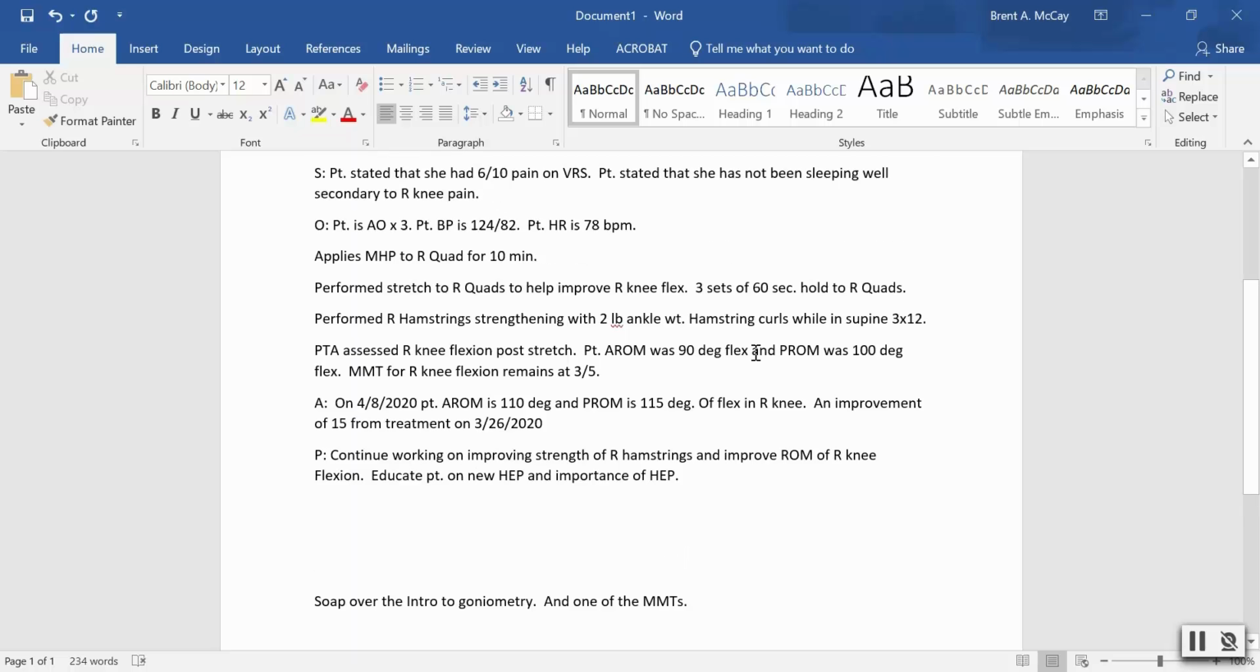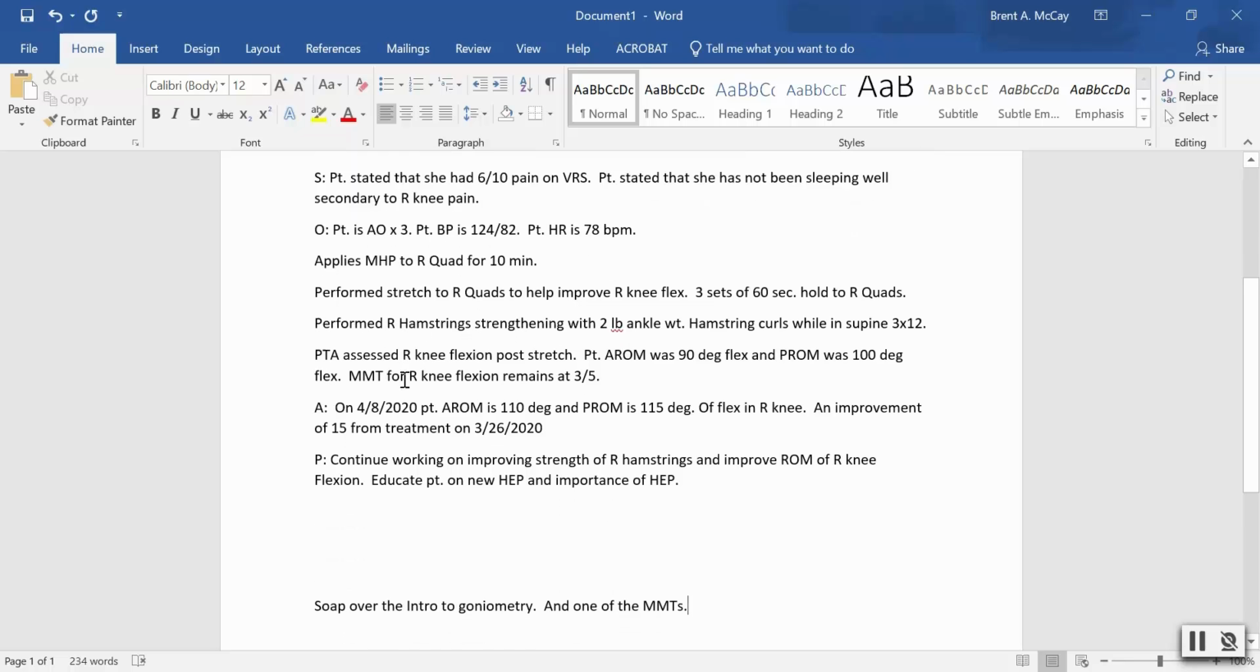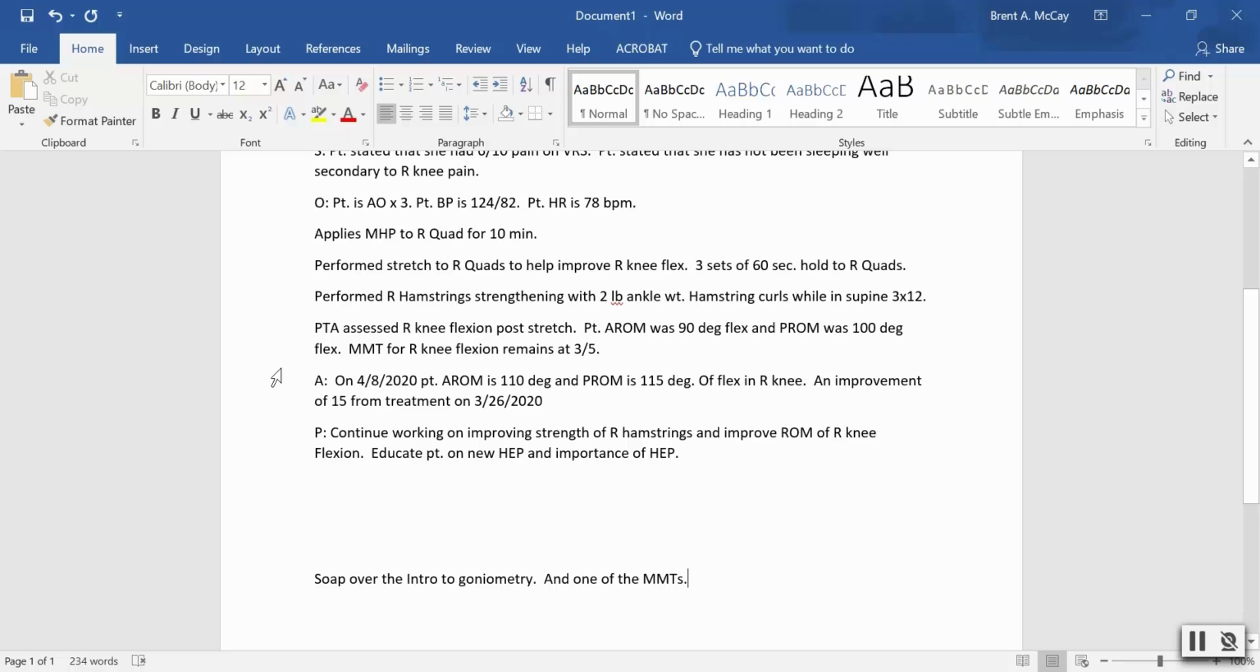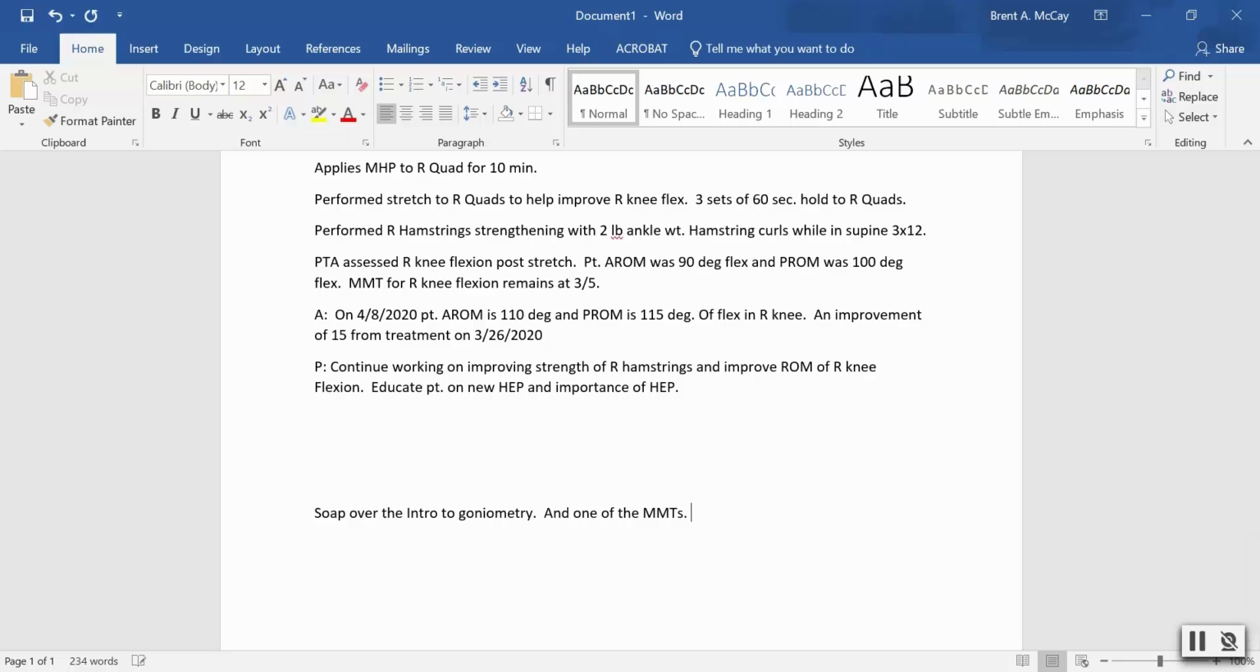As far as the rest, I still want to see a subjective, an objective. The objective will fill itself in because that's going to be the goniometry and MMTs. An assessment, so just pretend in 2 weeks that that person has improved, okay? And you can write in that part. And then for the plan, just write what you would do with that patient to improve things, okay? If you'll do that, I'll give you an extra 2 points, 2 points extra credit on your next test.